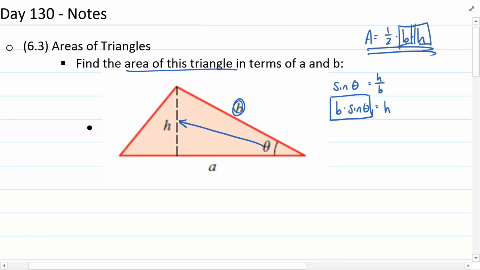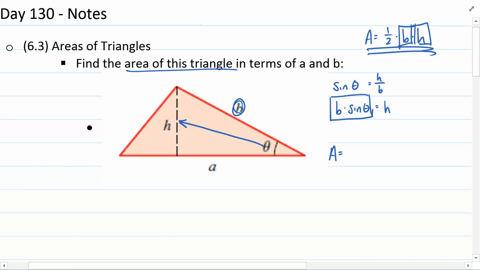Now I also need to recognize that this B from the area formula is not the same as this B in the diagram. This one represents the base of the triangle, and in this case the base of the triangle is the letter A, the length A. That represents the base of the triangle.